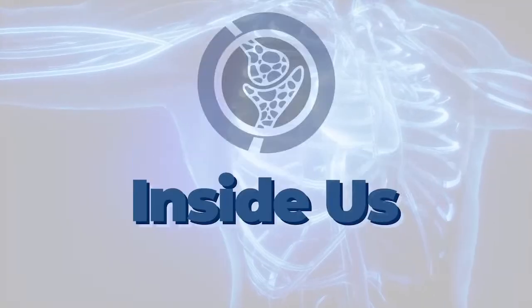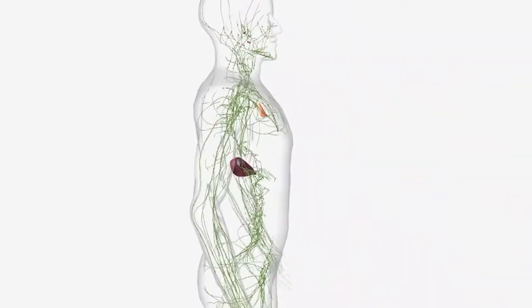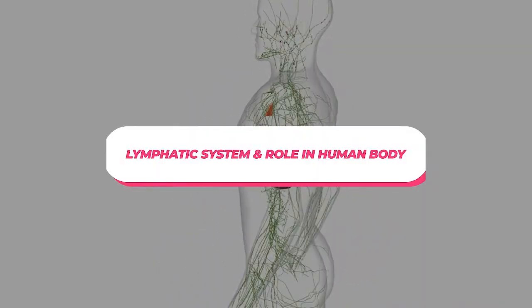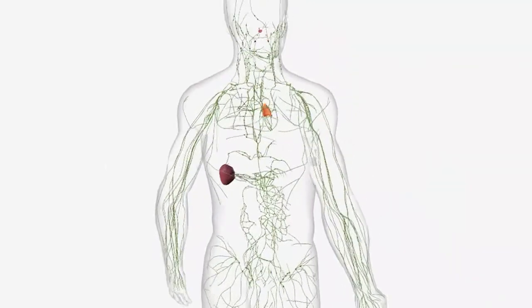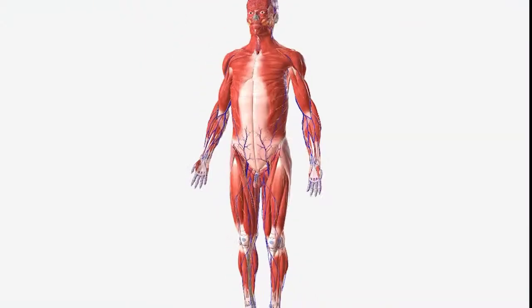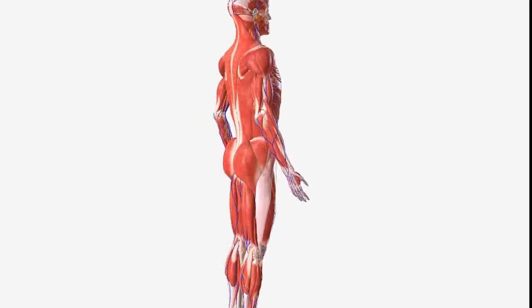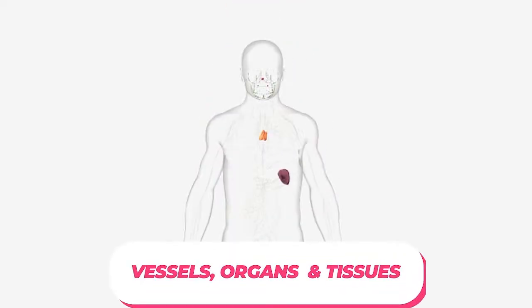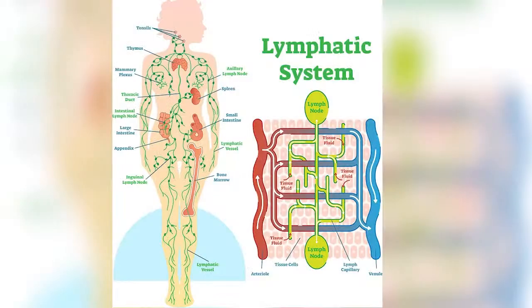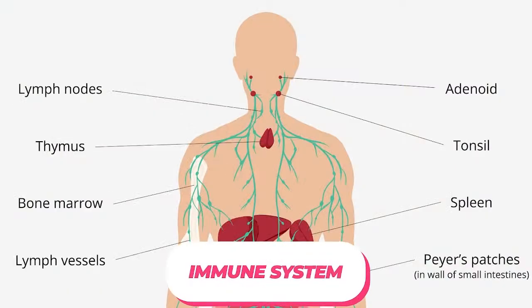Hi, and welcome to Inside Us. In this video, we will talk about the lymphatic system and its role in the human body. The lymphatic system is a crucial part of the body's immune system and helps to protect the body against disease and infection. It is a network of vessels, organs, and tissues that help to remove waste and toxins from the body, as well as playing a crucial role in the immune system.